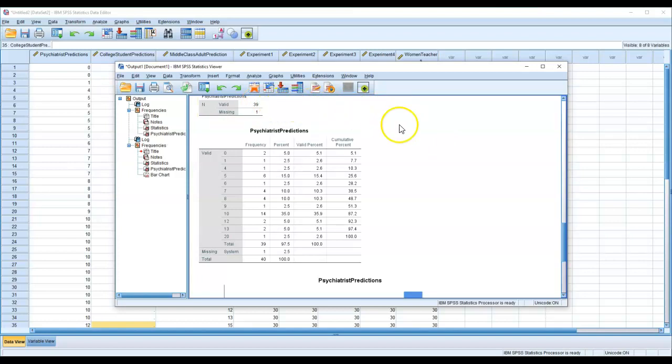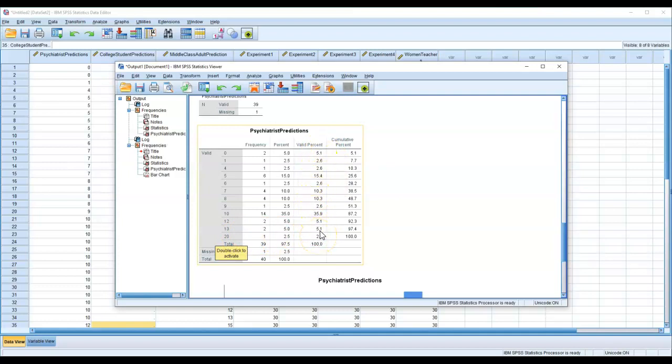All right, so the way this is set up is that we have in this gray area here the responses that the psychiatrists gave. So, for example, we have 2 people who said nobody would give any shocks. Right? 1 psychiatrist said they would go up to level 1. 14 psychiatrists said they would go up to level 10. And we have 1 person saying they would go up to level 20. And then we have the percent computed for each of those categories.